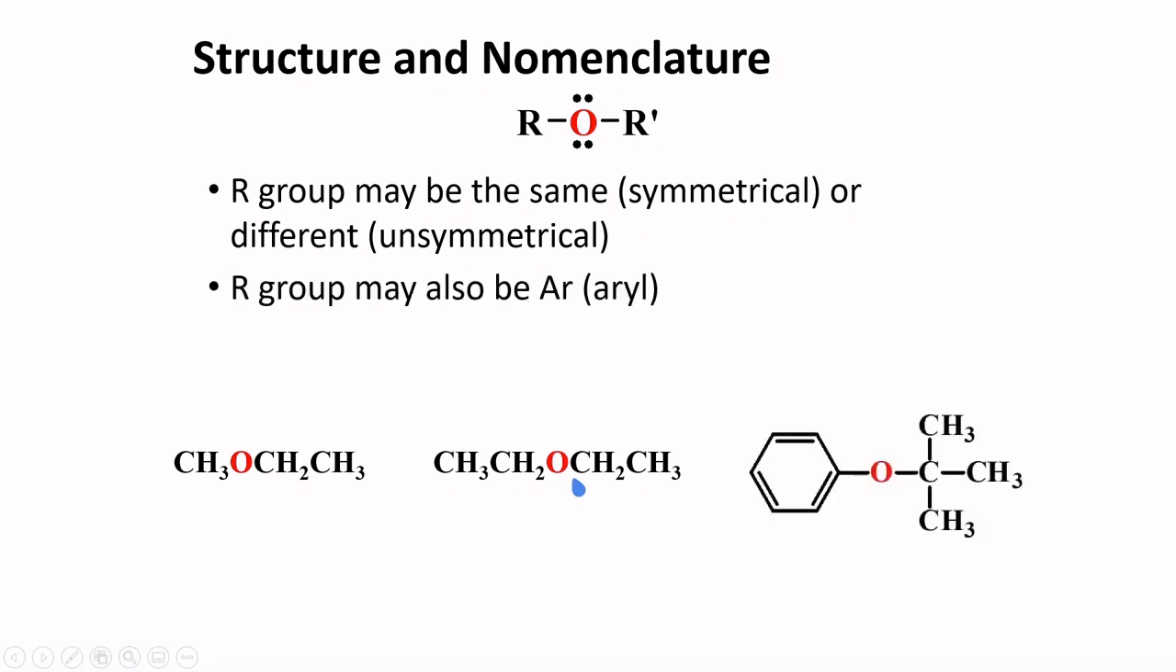The R group may also be an aromatic group, here a phenyl group. R groups can also be alkenyl type groups.